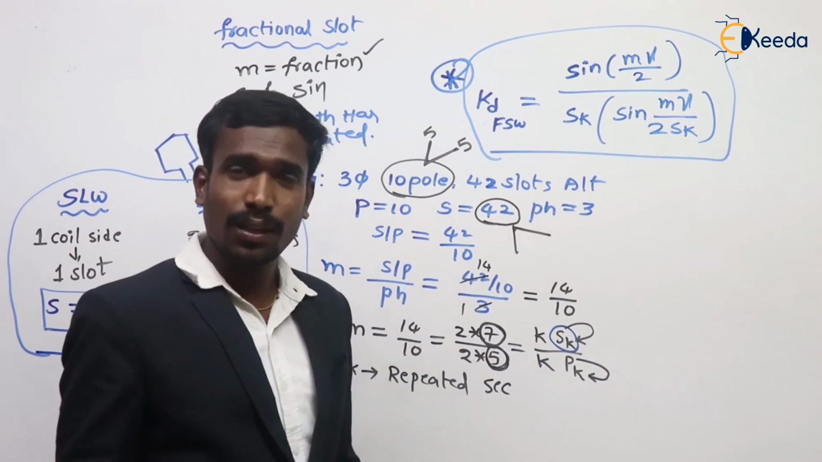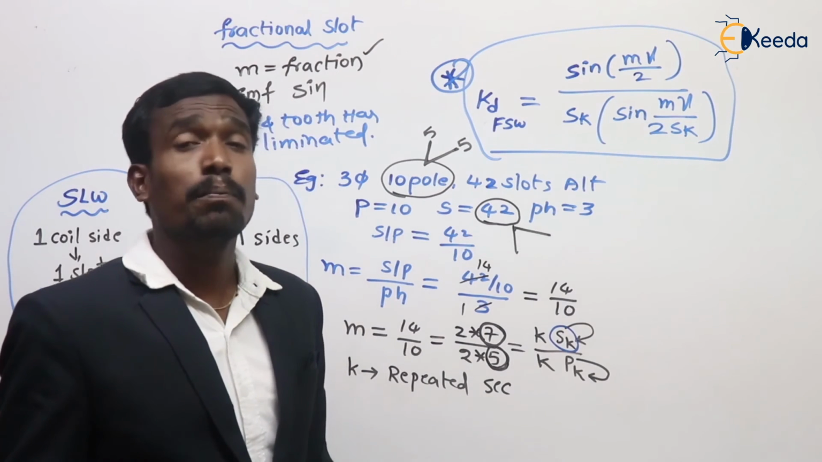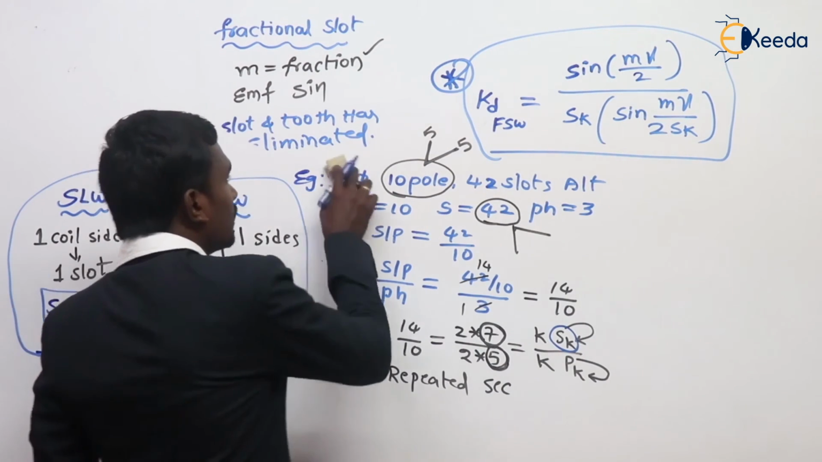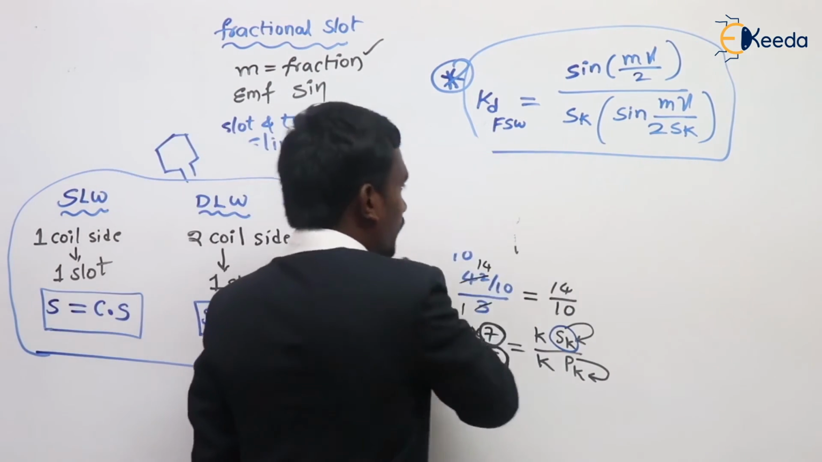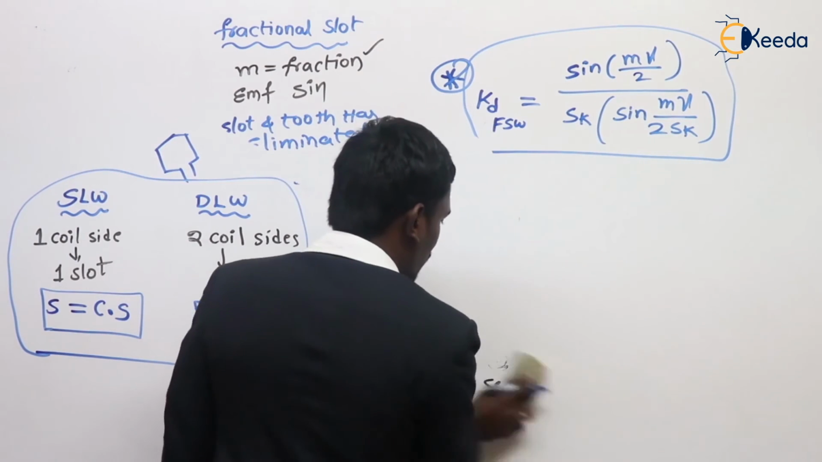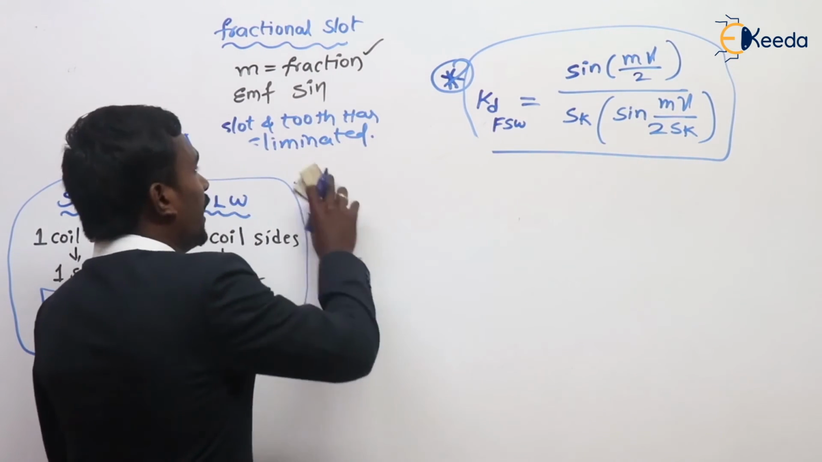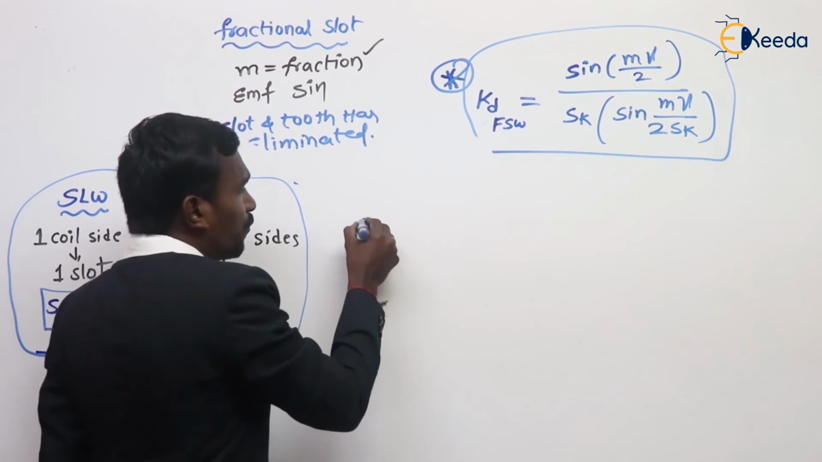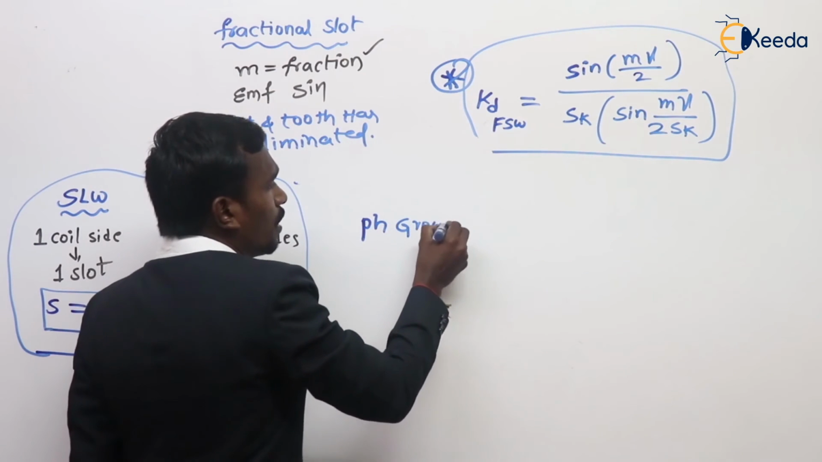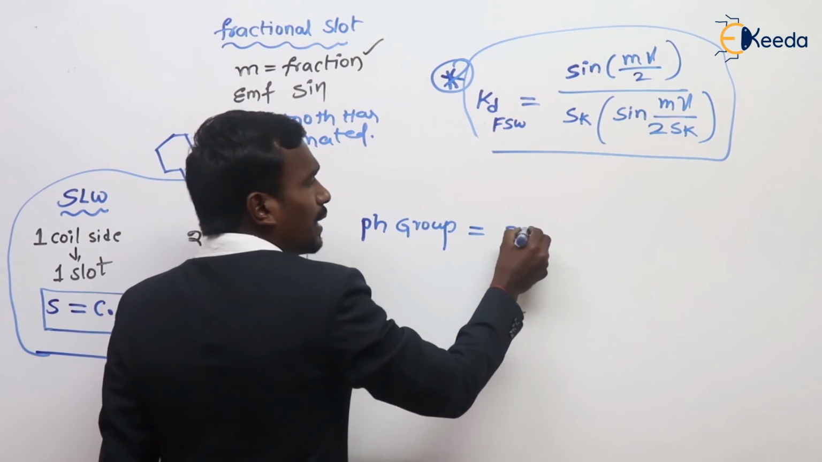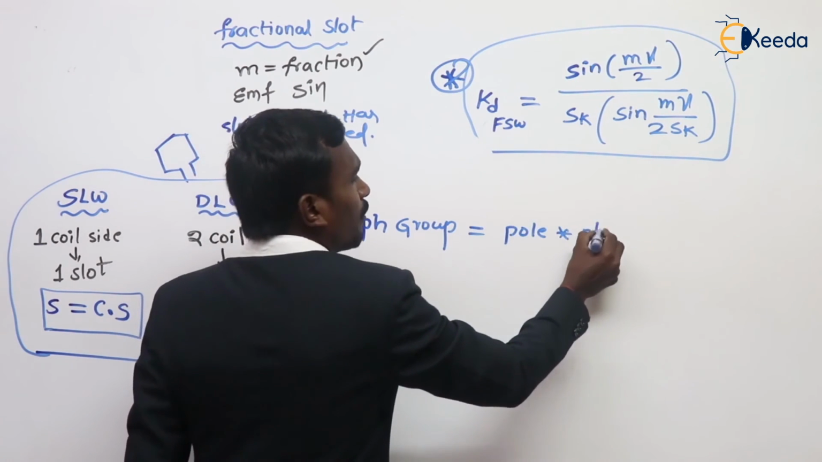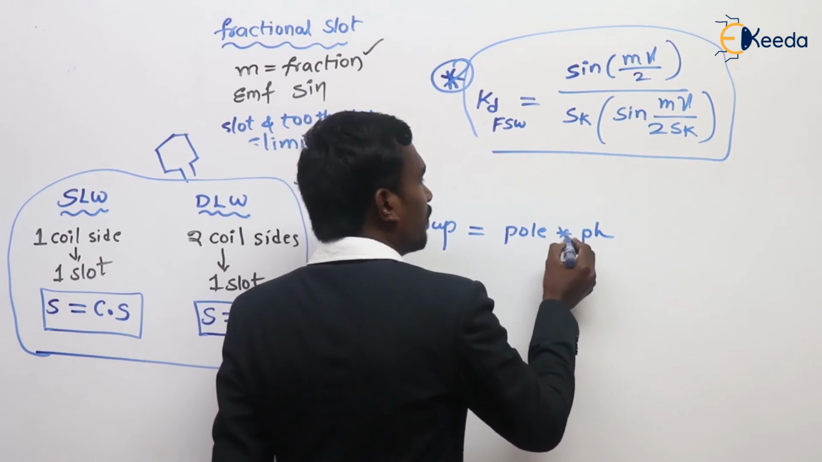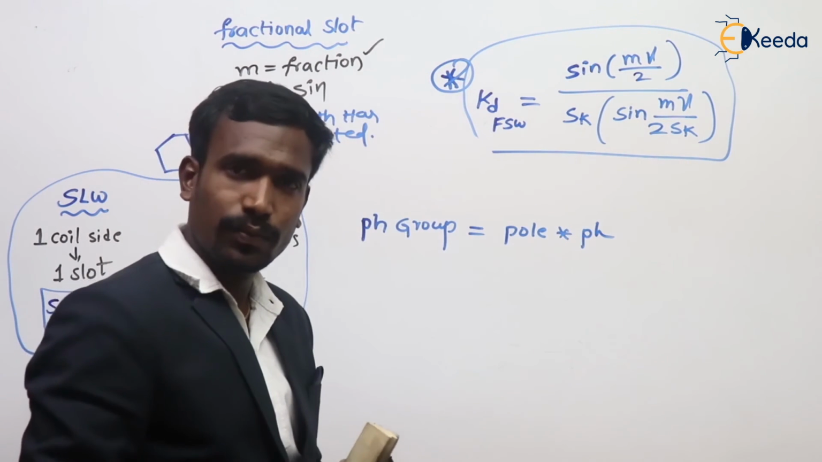And the next and last type of winding: balanced winding and unbalanced winding. For that we should know the phase group. What is that? Phase group is nothing but the number of poles into the number of phases. If the number of poles and the number of phases are multiplied, then it is called the phase group.